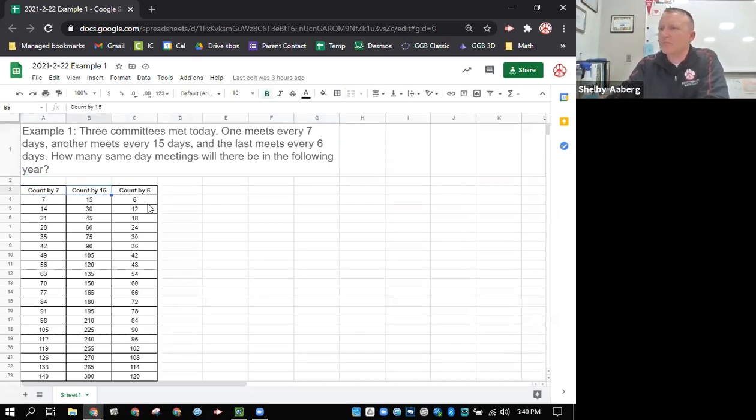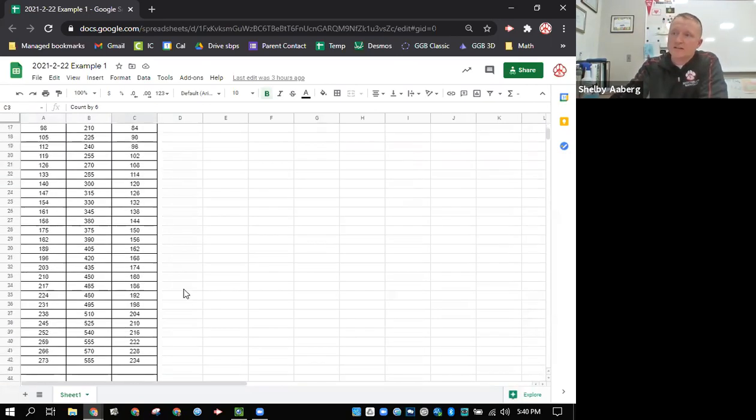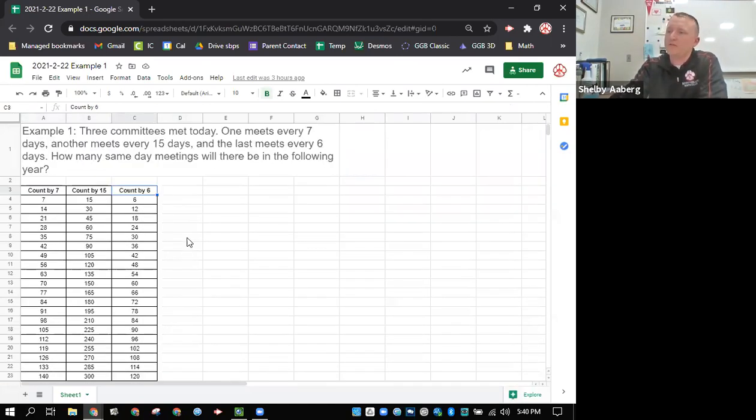a count by seven list, a count by 15 list, and a count by six list. And then we could do this problem brute force. I can use the fill handle, drag this down, and get a whole litany of values. But then the question becomes, how does a kid determine what the correct value is? It might appear in all three lists, but does the ordinality in which the value appears matter?